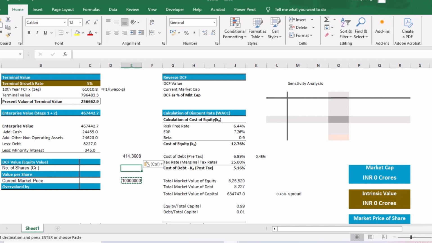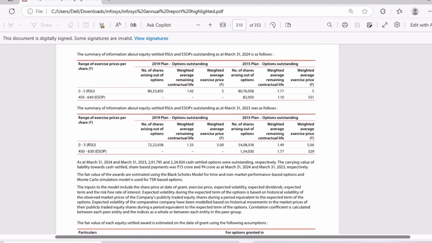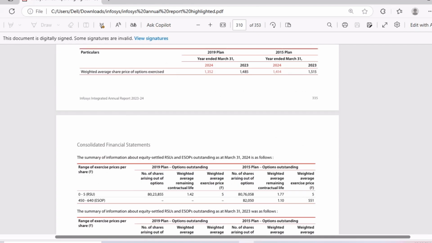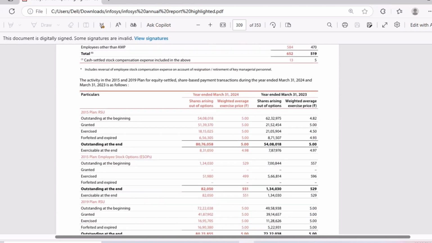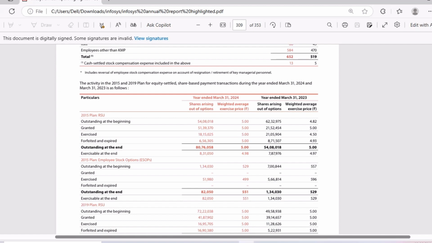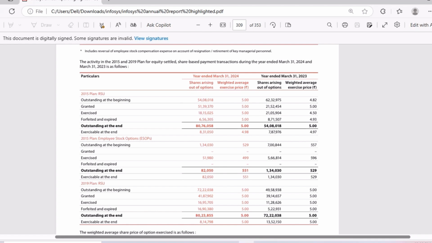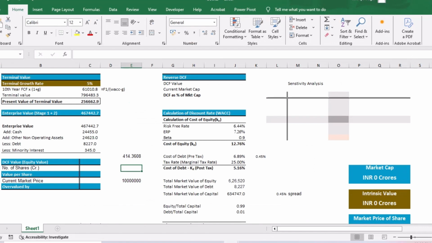So I have this annual report. In this, you can see the issue is that the FY25 annual report is not yet available, so we are taking FY24. Here you can see there's RSU, restricted stock units. So we will take this outstanding at the end of FY24. Just paste it over here.